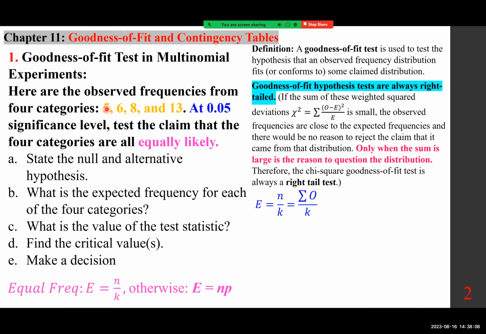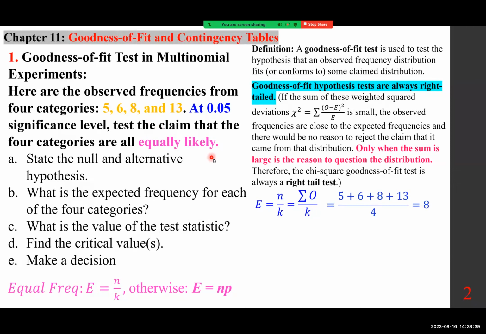In this case, N would be 5 plus 6 plus 8 plus 13, the summation of O, the values we have observed. We add them up, and there are 4 categories, so we divide by 4. The expected value for each one is actually 8 if they are equally likely.